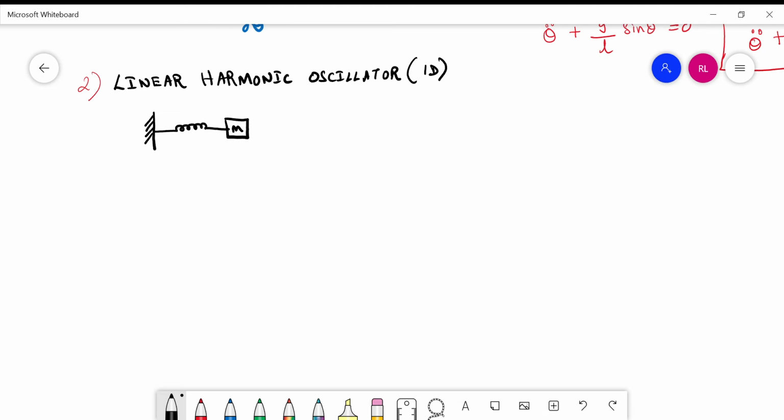Hi everyone, and today we will be discussing our second problem in Lagrangian formalism. This is another simple and very important problem. This is a linear harmonic oscillator problem, and I will be solving this in one dimension, and I will be solving this in cylindrical polar coordinates, right?